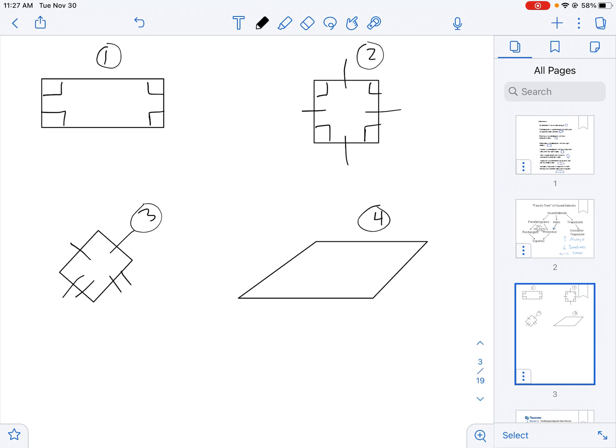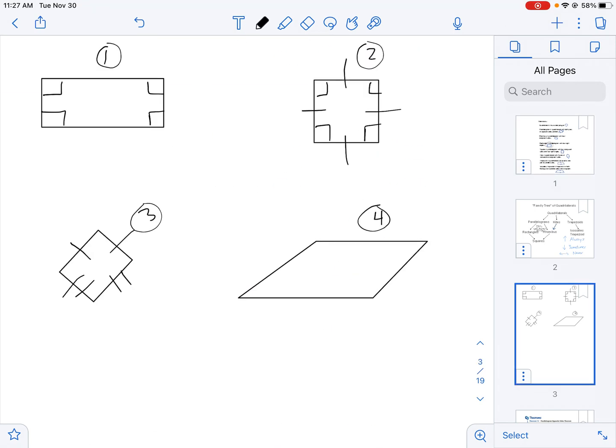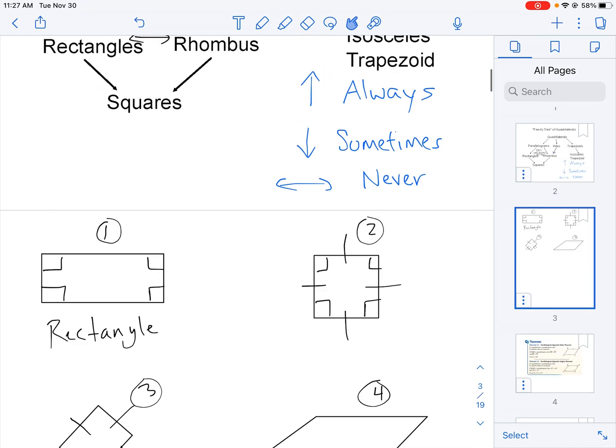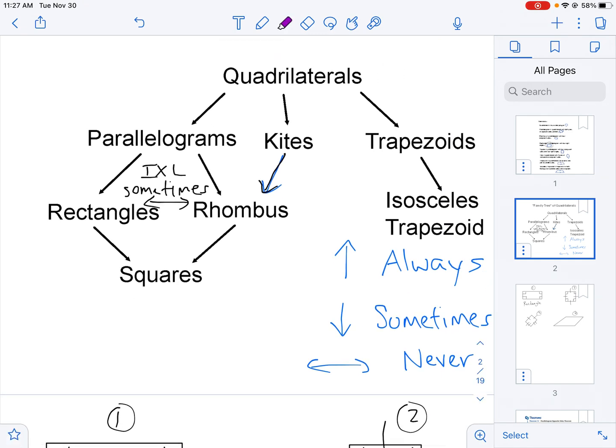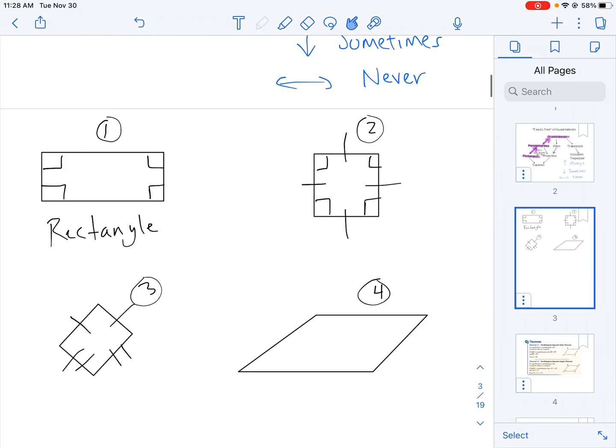So if we look at number 1, and I compare it here, I would say it looks most like the rectangle. Okay, so this is a rectangle. But there's a problem. It isn't just a rectangle. It's a rectangle and everything else that's above rectangle. So it's a rectangle, but that means it's also a parallelogram, and it's also a quadrilateral. So it's a rectangle, parallelogram, and a quadrilateral. And I always abbreviate quadrilateral to quad because, well, let's be honest, I'm lazy.